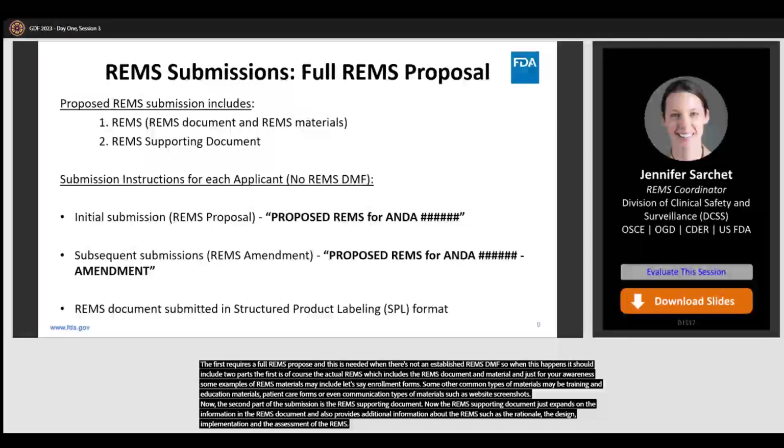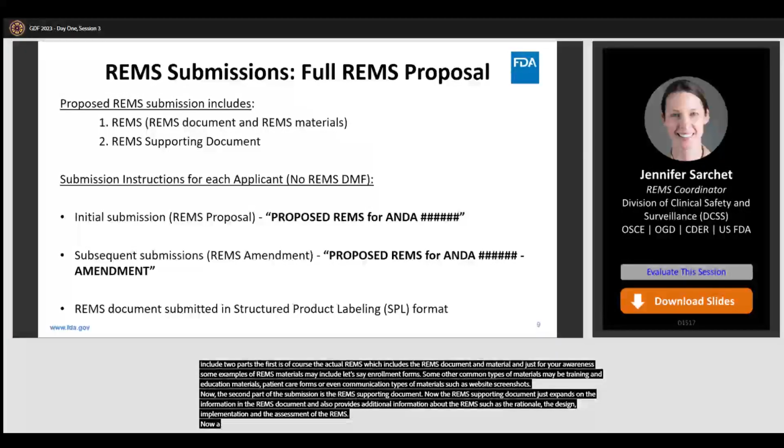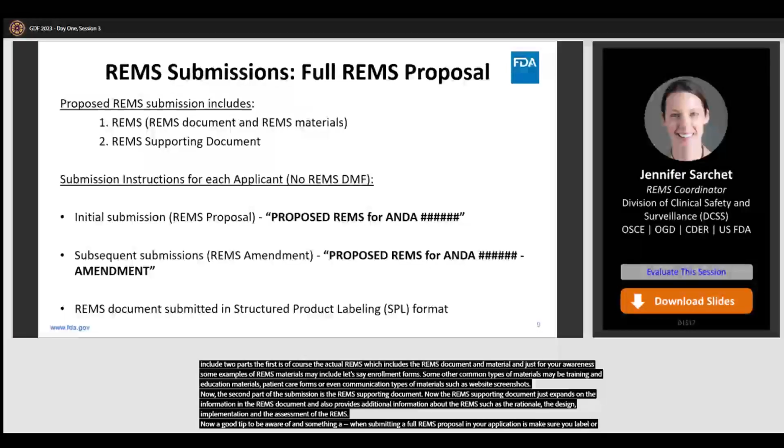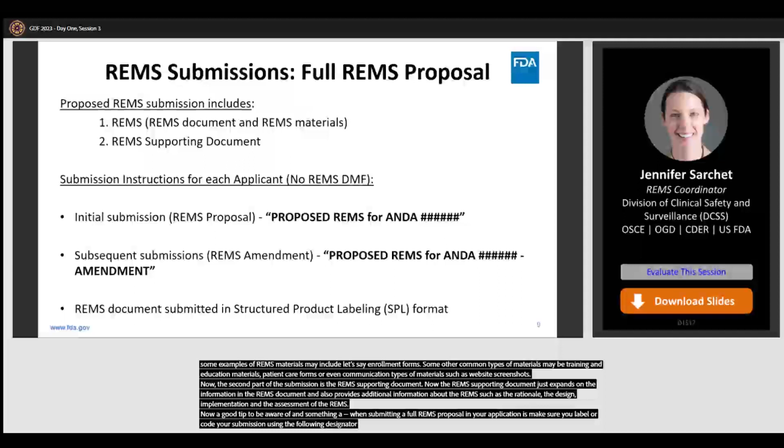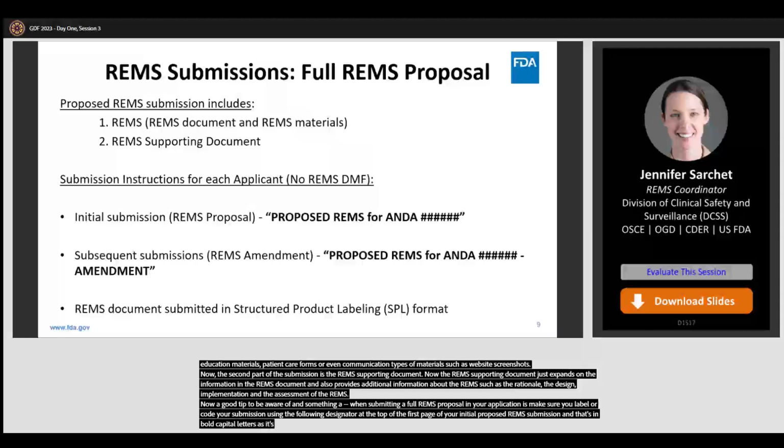Now, a good tip to be aware of when submitting a full REMS proposal to your application is to make sure you label or code your submission using the following designator at the top of the first page of your initial proposed REMS submission, and that's in bold capital letters as it's shown here. This ensures that your submission is triaged and coded correctly for a timely review.